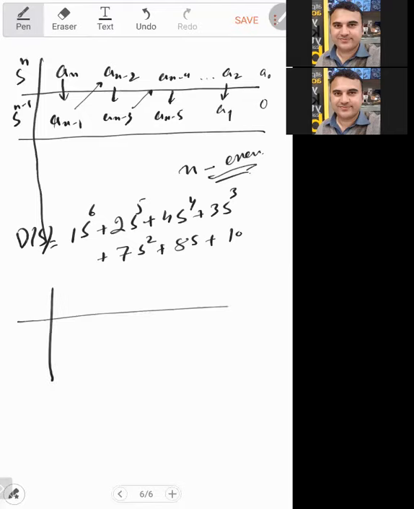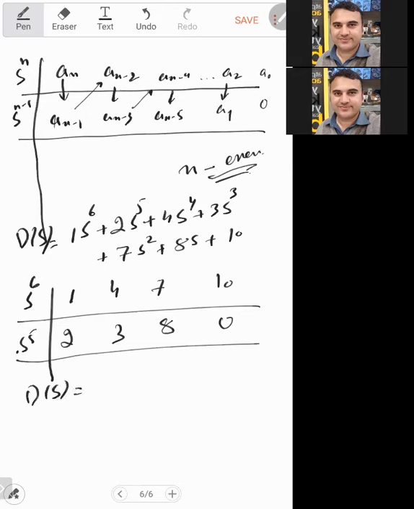So you see the highest order is 6, next is 5. So we start with the coefficient of s^6, which is equal to 1, and then all the other coefficients will be repeated: 2 for s^5, then we have 4, then we have 3, then we have 7, then we have 8, then we have 10, and then we have nothing, so it is equal to 0. This means that if any s with some power is not available, it will become equal to 0, like this one.